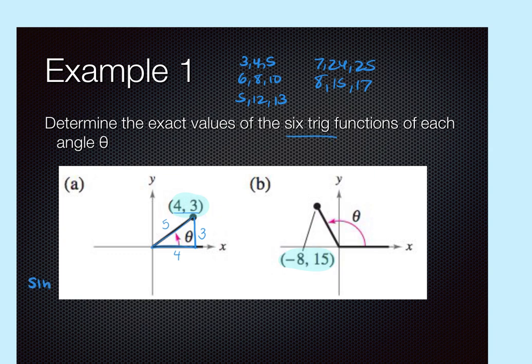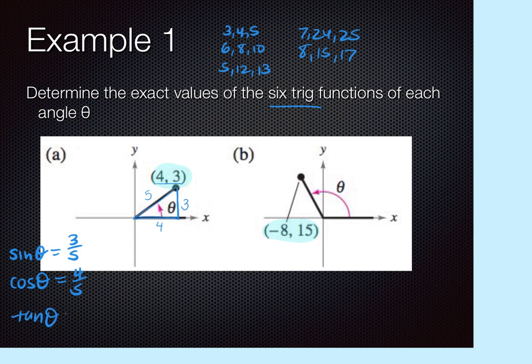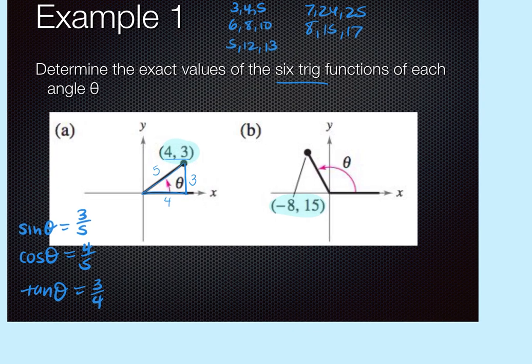So the sine of theta is opposite over hypotenuse, 3 over 5. Cosine of theta is adjacent over hypotenuse, 4 over 5. Tangent of theta is opposite over adjacent, 3 over 4. Then we flip them to get the rest. So cosecant, 5 over 3. Secant, 5 over 4. Cotangent, 4 over 3. Questions so far?